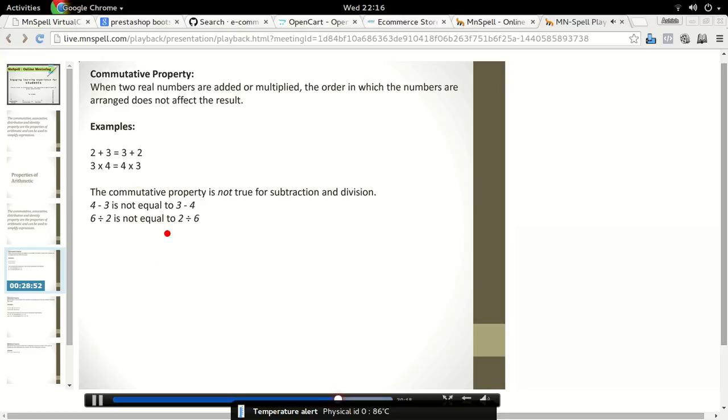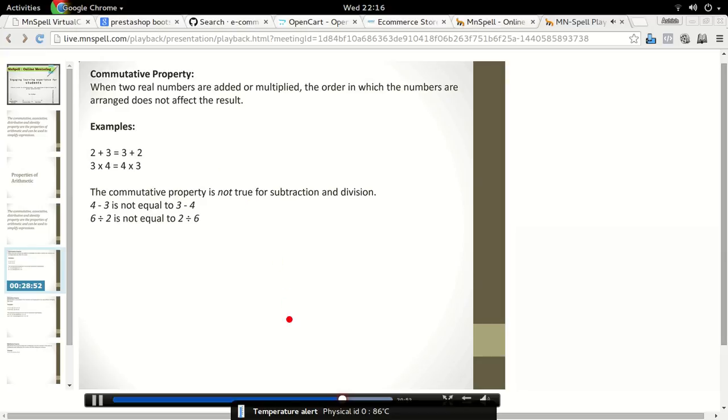Now we can also check it for subtraction and division. If you subtract 3 from 4, we are going to get 1. But if we subtract 4 from 3, we are going to get -1. So it is not equal. Similarly, the same thing is with division as well. 6 divided by 2 will give you 3, but 2 divided by 6 will give you 1 over 3. So commutative property holds for addition and multiplication.